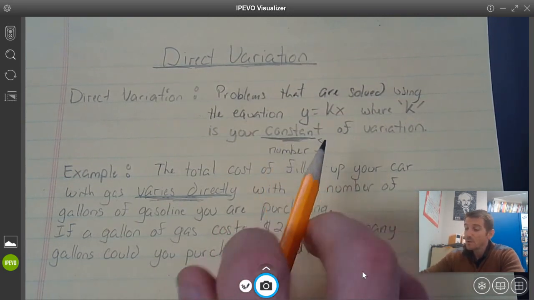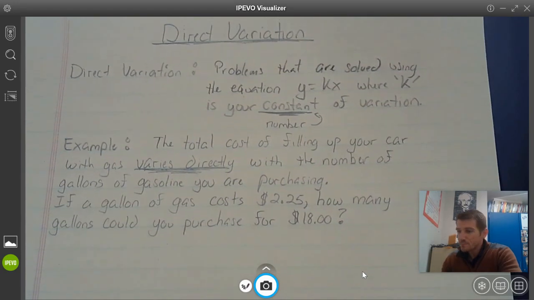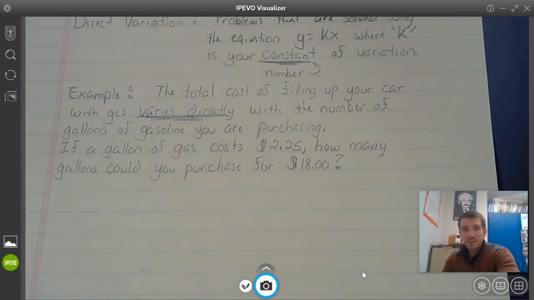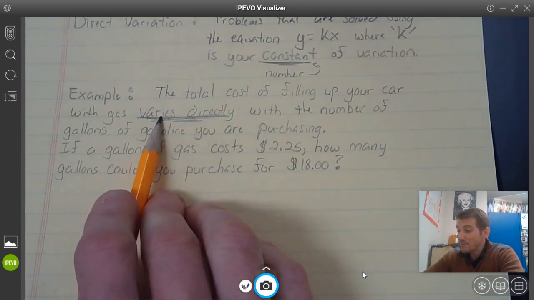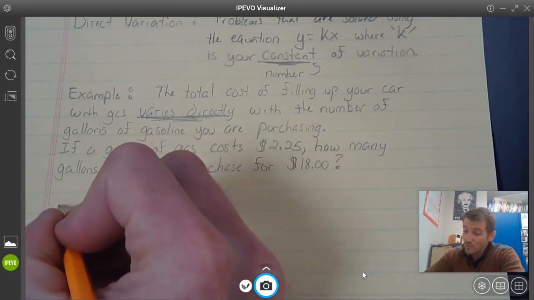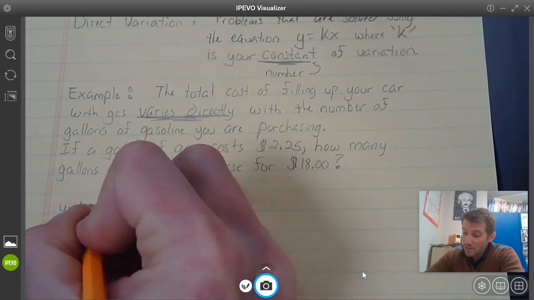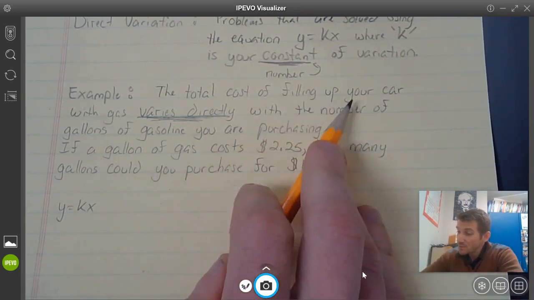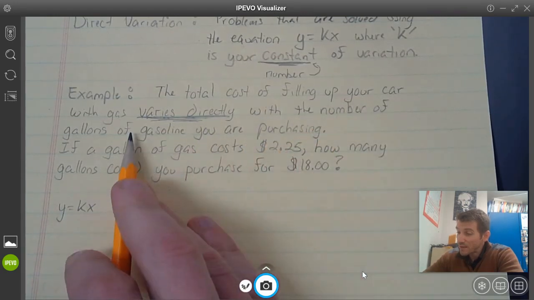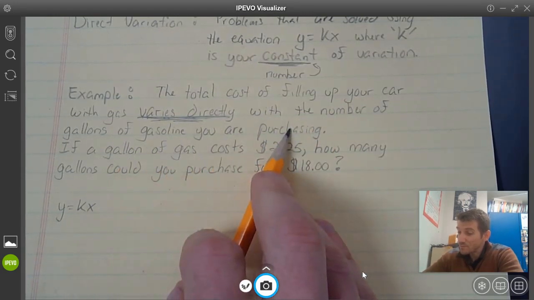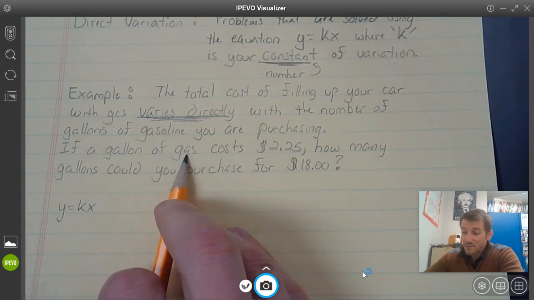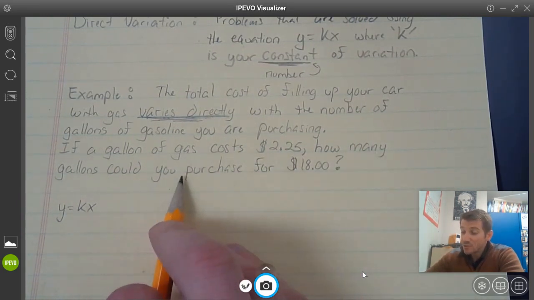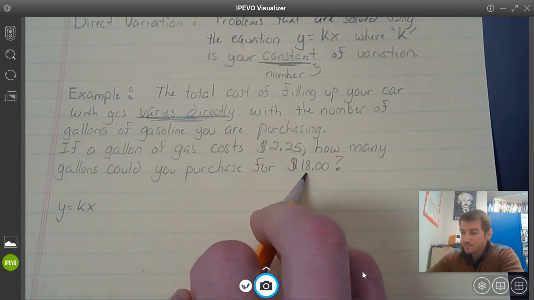Constant is a number. So for an example, the total cost of filling up your car with gas varies directly. It'll tell you that, varies directly. So you already know y equals kx is part of our equation. So it varies directly with the number of gallons of gasoline you are purchasing. If a gallon of gas costs $2.25, how many gallons could you purchase for $18?